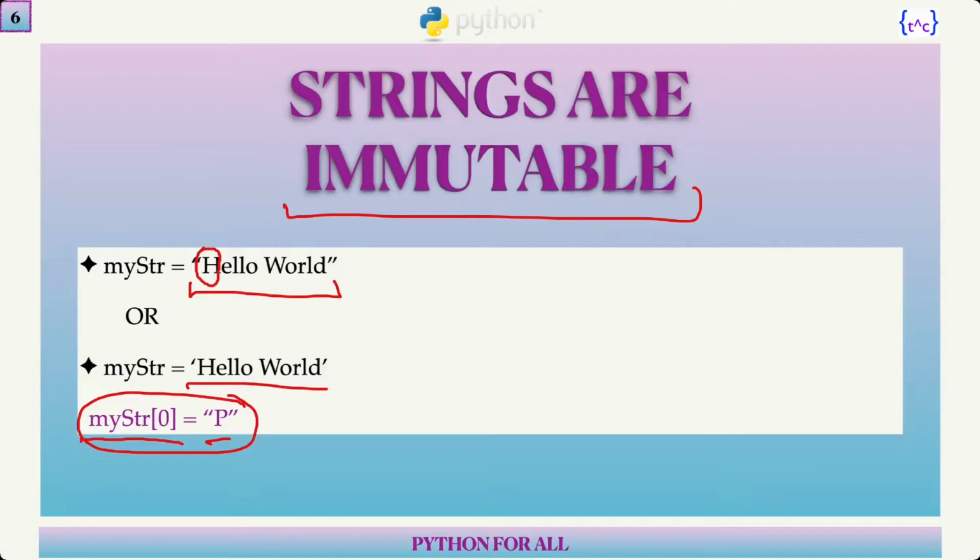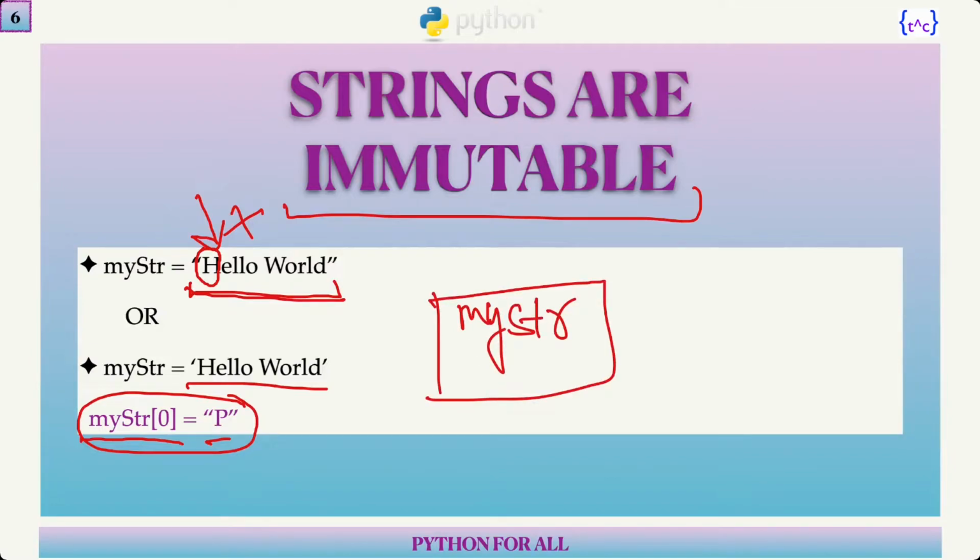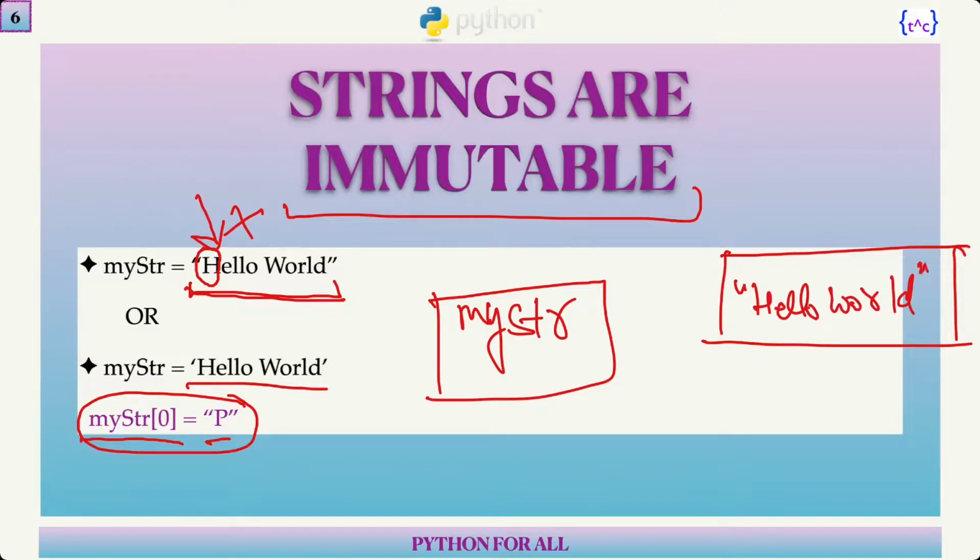Why? Because just now I have told you strings are immutable. That means the value which is already assigned cannot be changed. So the moment I want to change this value, it won't allow me. Let me draw another box for you so that things are more clear. In the memory, I will say my str, and here I have given the value hello world.